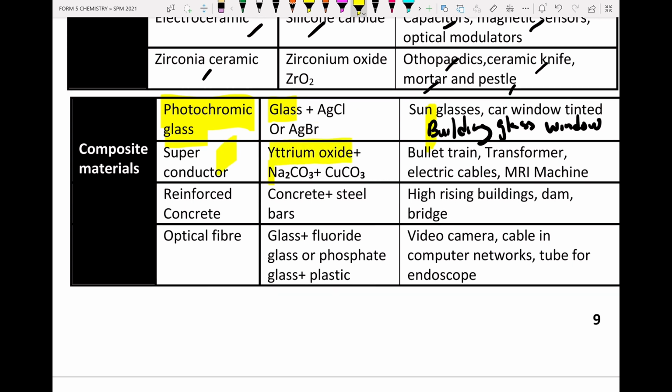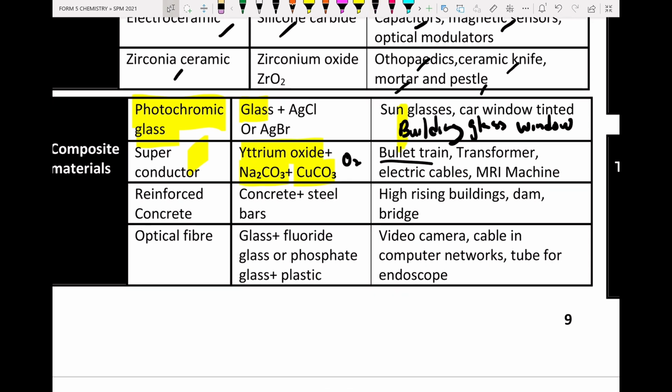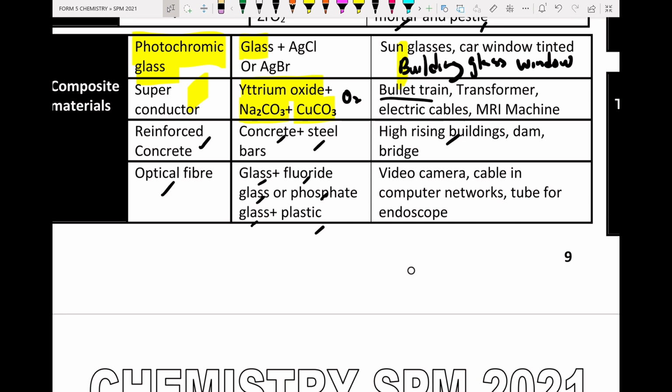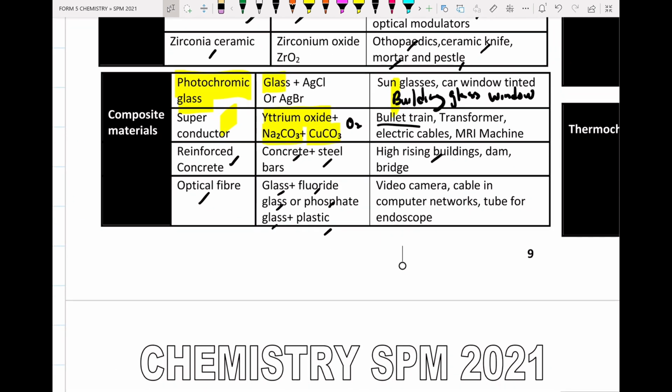Superconductor: yttrium oxide, sodium carbonate, copper(II) carbonate, and even oxygen. It is used in the electrical system in bullet trains and MRI machines. It conducts electricity with zero resistance. Reinforced concrete is used to make high-rise buildings. It has concrete and steel bars. Optical fiber has glass, fluoride glass, phosphate glass, and plastic. It can transmit data at the speed of light. It is used in computer networks, tubes for endoscopes, even LAN cables, local area network cables.